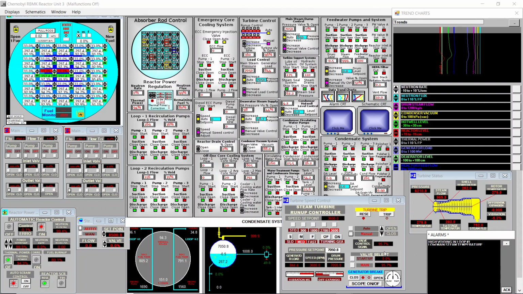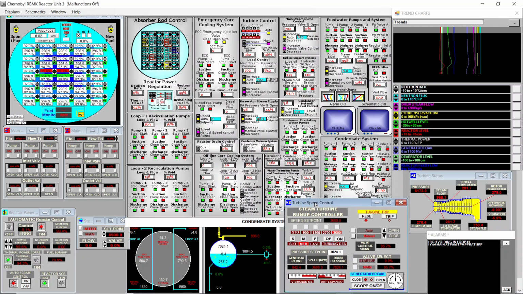Low main steam temperature. Yes, because the pressure just went below 75 kilopascal. So yes, I agree on those.